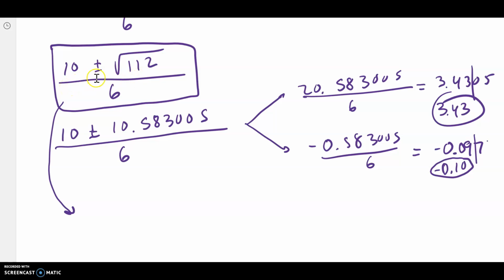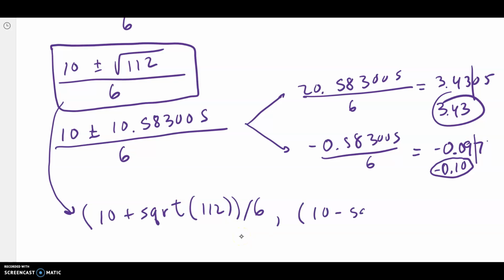For the computer, here's how you enter it in. So first of all, parentheses, 10 plus, and then for the square root symbol, there's no square root symbol on the keyboard on a computer. So SQRT is the abbreviation for square root, and then parentheses, 112, and then closing parentheses, because we have to tell the computer, I add the 10 plus the square root before I divide by 6, so that has to go in parentheses, and then divide by 6. Okay, and so that's the first part, and then type in the same thing, but with a minus. So 10 minus square root 112, close parentheses there, and divide that by 6.